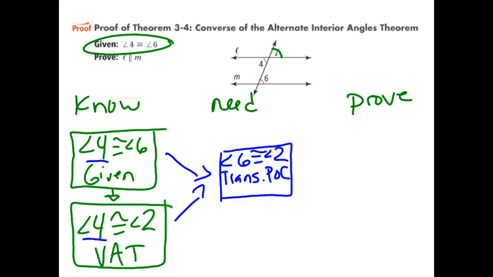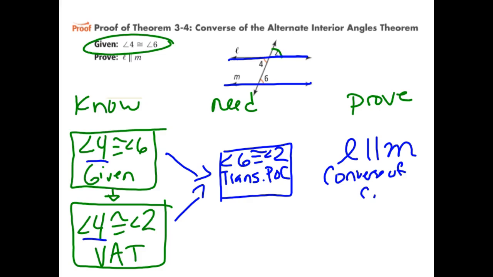Well, then I think about, oh, 2 and 6, and I think about the fact that those are corresponding. And that we started off today talking about the converse of the corresponding angles postulate. It says if the corresponding angles are congruent, which they are, then these lines are parallel. So I say, oh, well, L must be parallel to M by the converse of the corresponding angles postulate.